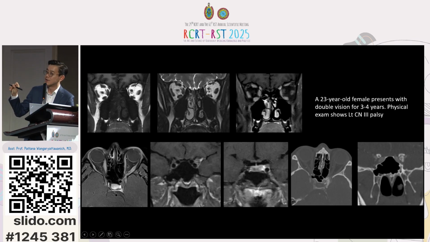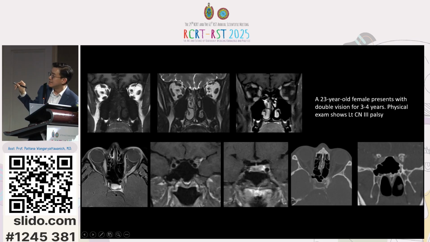And this is the corresponding coronal plane on post-contrast T1. When you look at the mid portion, at the level of the pituitary gland and pituitary stalk, it's right at the location of the oculomotor nerve that's sitting at the superolateral corner of the cavernous sinus. So that's why she has oculomotor nerve palsy or compression.